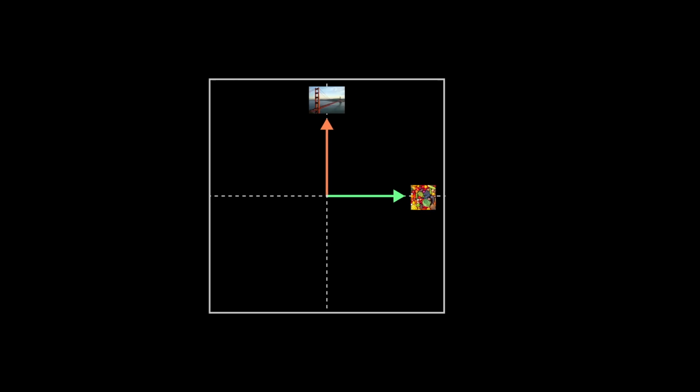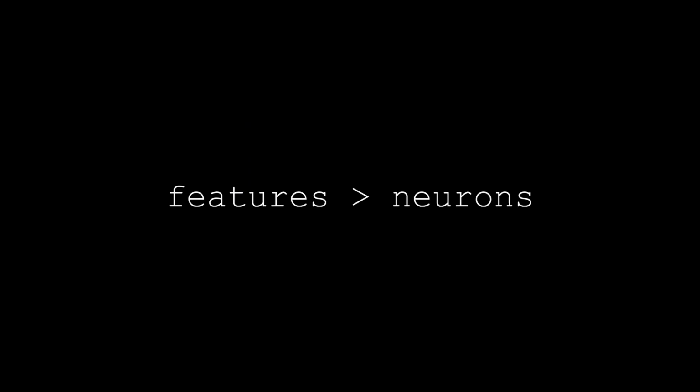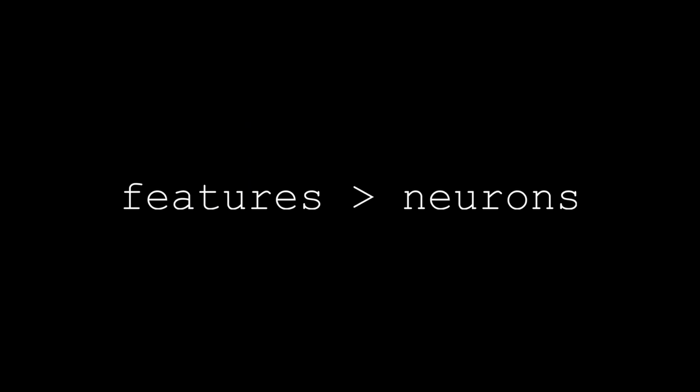Features are represented as vectors in an activation space. In some cases, there is an incentive for these vectors to align with the basis dimensions to minimize interference. After all, you wouldn't want the Golden Gate Bridge feature activating the antioxidant feature. But what if there are more features than there are neurons?